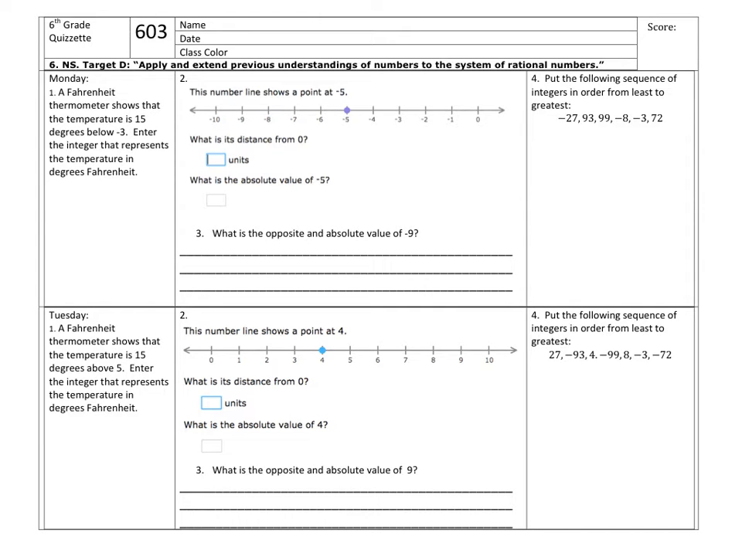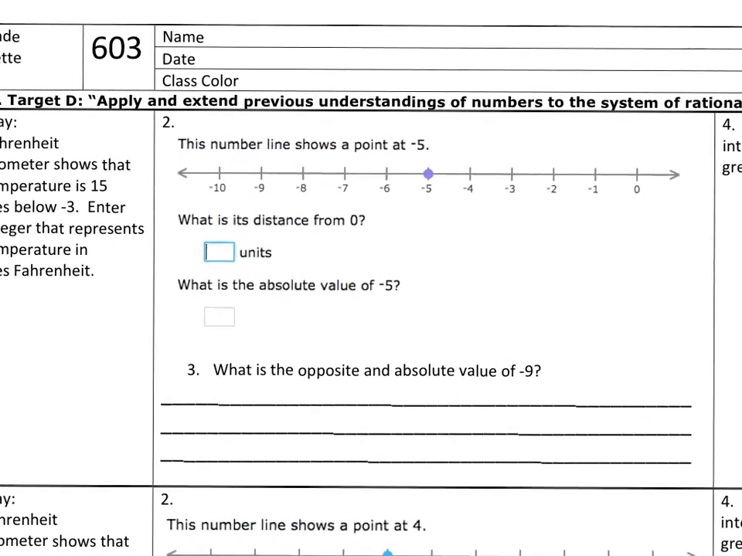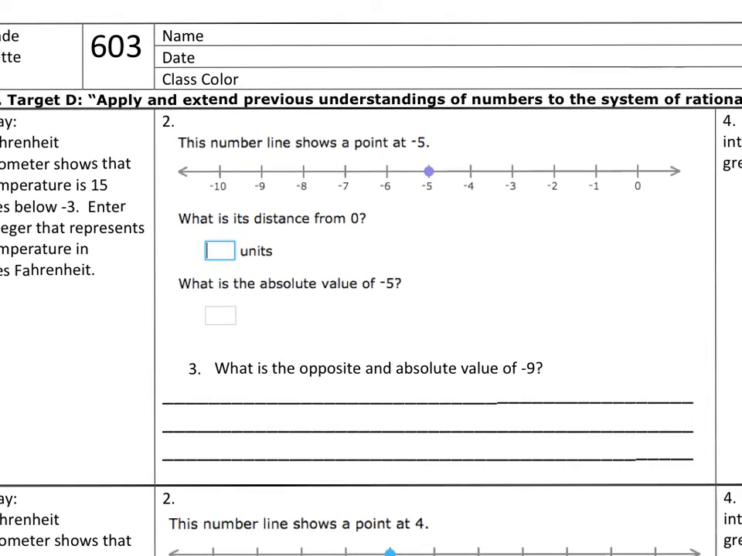Today we will be recording a video on Quizzette 603. As always, please make sure that you write your last name, comma, first name, and today's date, and your class color. For this video, I'm just going to say that I am in purple class.